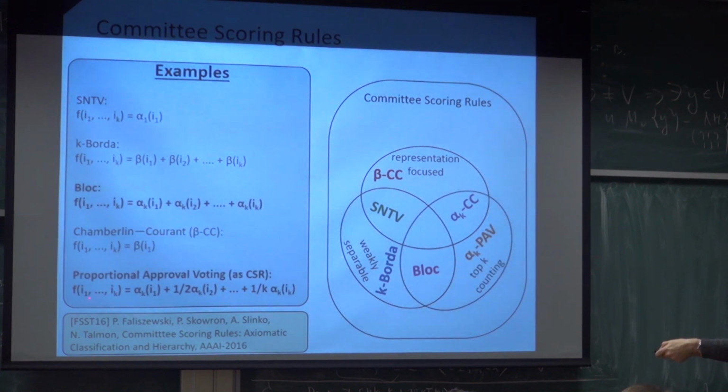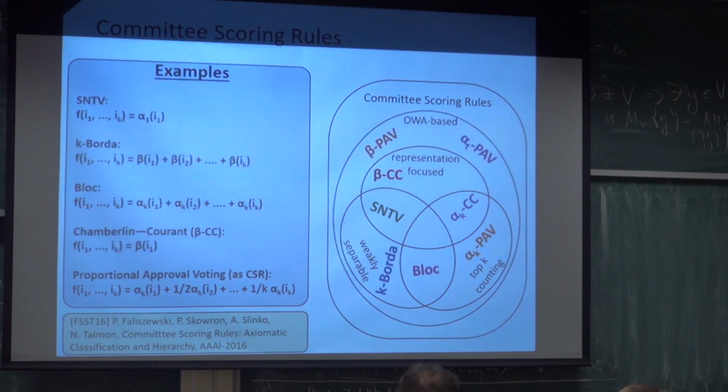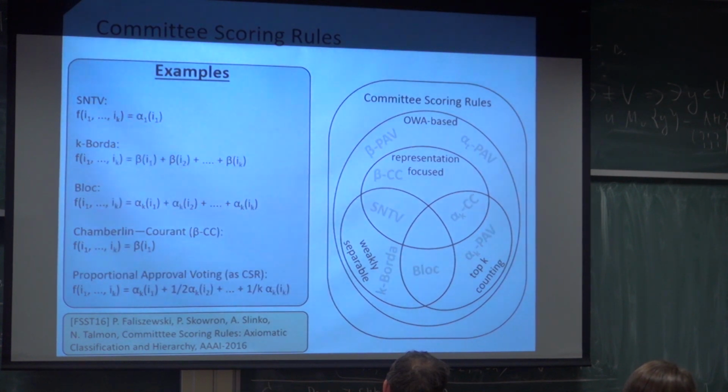If the rule is only using approval k, then we call them top-k counting. It's a bit of a silly subclass, but it was introduced for technical reasons. If the rule is a sum of functions weighted by some coefficients, so here it's 1, a half, 1/3, and so on, here it's 1, 0, 0, 0, here it's 1, 1, 1, 1, 1, then they're called OWA based, because OWA is a so-called ordered weighted average operator. And so we are interested in these subclasses.